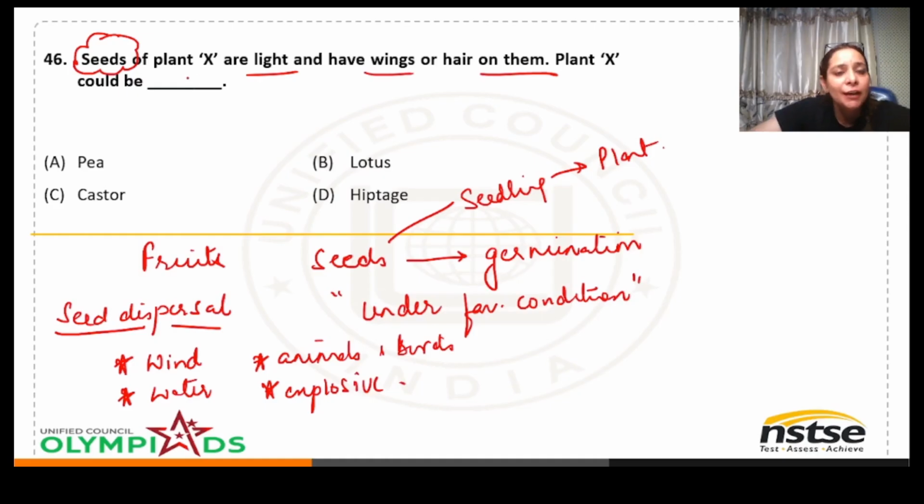Now the seed of plant X is shown to be light and it has wings or hair on it. So we need to identify that seed. Correct answer is D, that is hiptage. Hiptage is a plant whose seed is light and has wings or hair on it. That is the reason it can be easily dispersed through wind.